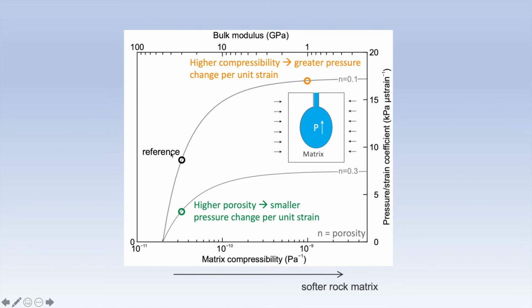And given the matrix compressibility, a high matrix porosity means that more fluids are involved in sharing the load, and therefore the net pressure change is actually smaller. This simple poroelasticity analysis provides clues to the oceanic crust mechanical properties.